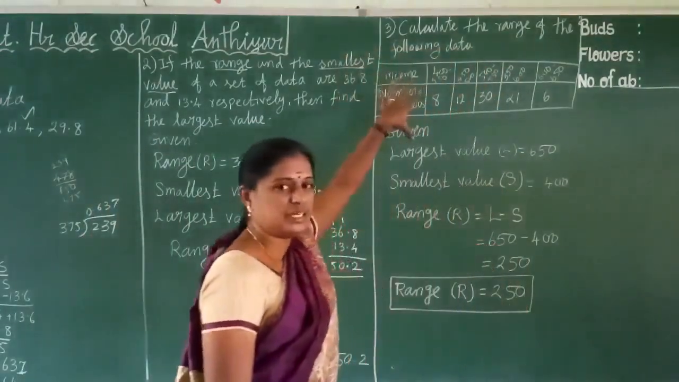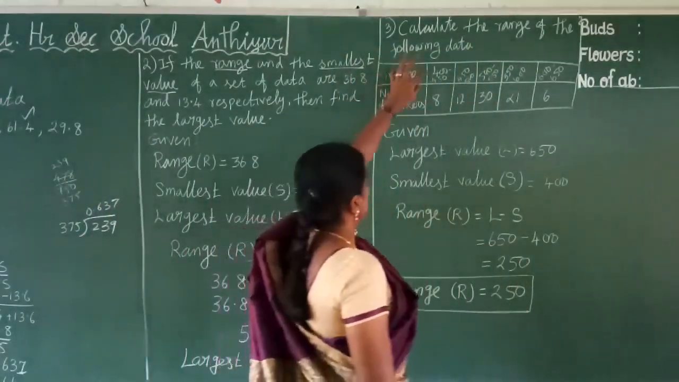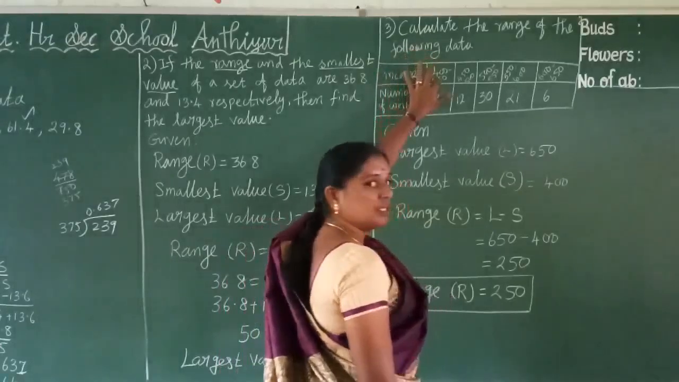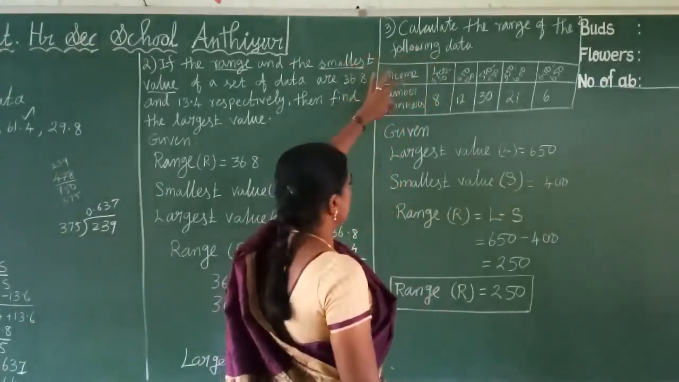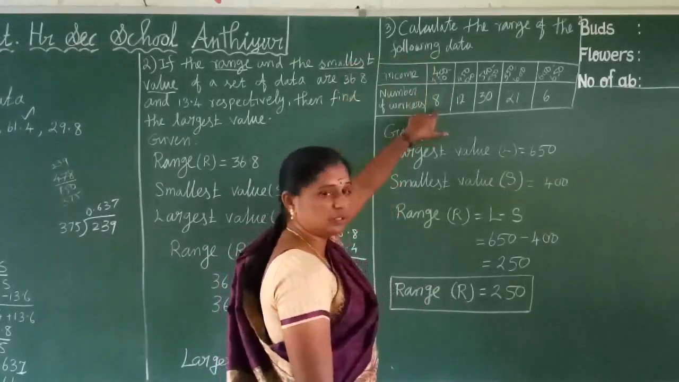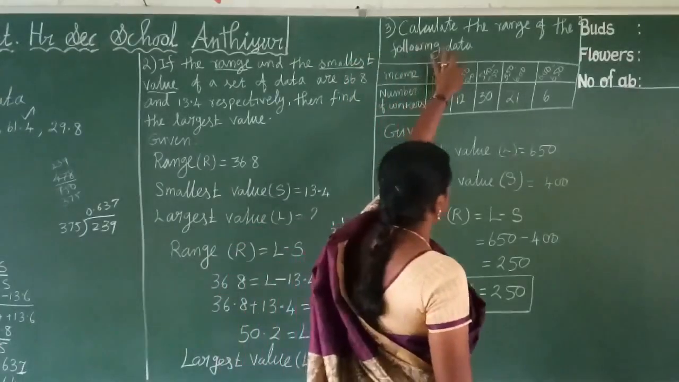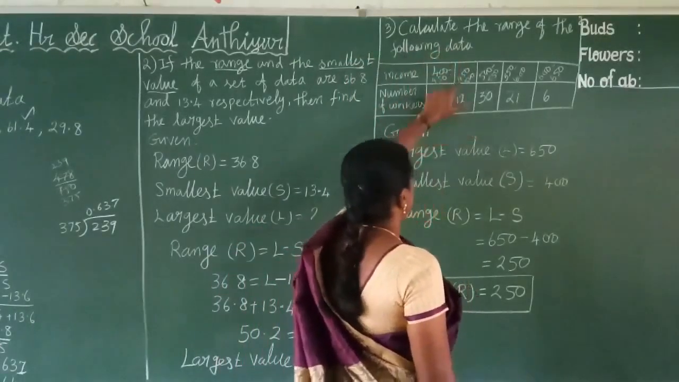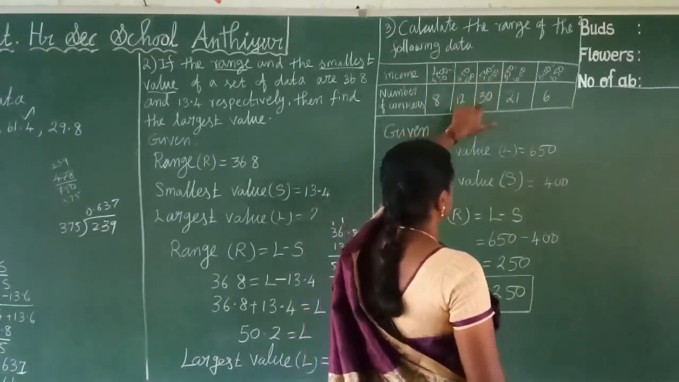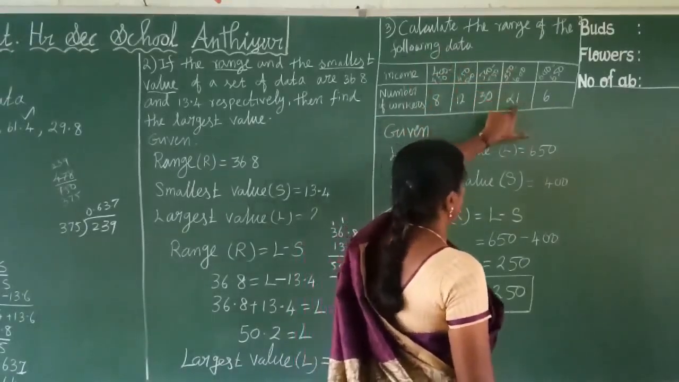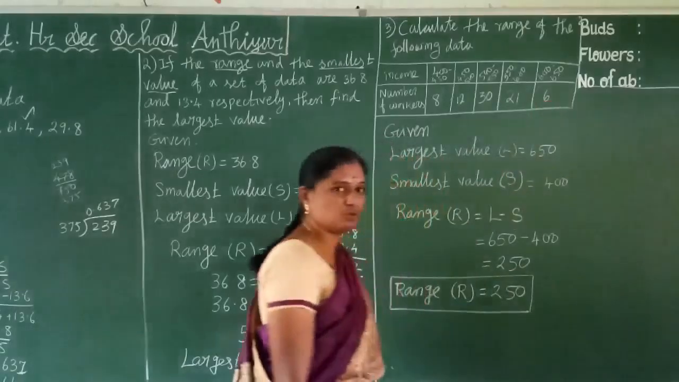Here the target column method is given. Income 400 to 450, how many persons? So number of workers. That is 8 workers. And income 450 to 500, how many workers? 12. 500 to 550, 30 workers. 550 to 600, 21 workers. 600 to 650, 6 workers.